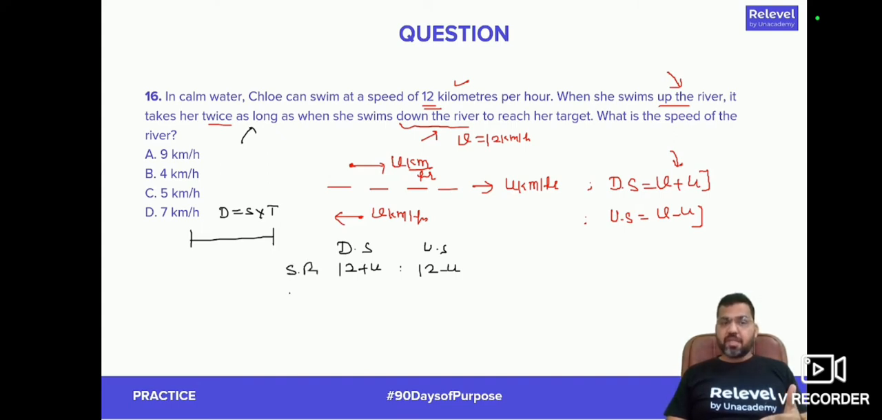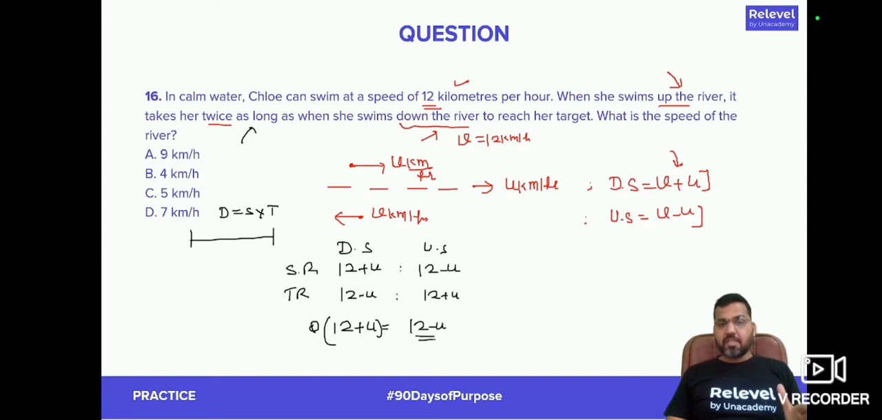Now, this is a speed ratio. The time ratio to travel the same distance upstream and downstream would be in the ratio of 12 minus u and 12 plus u. And because it says that upstream you are taking twice the time of downstream, it is given that 12 plus u is 2 times 12 minus u. This is because it is given that while you are moving upstream, the time taken is twice the time you take downstream.